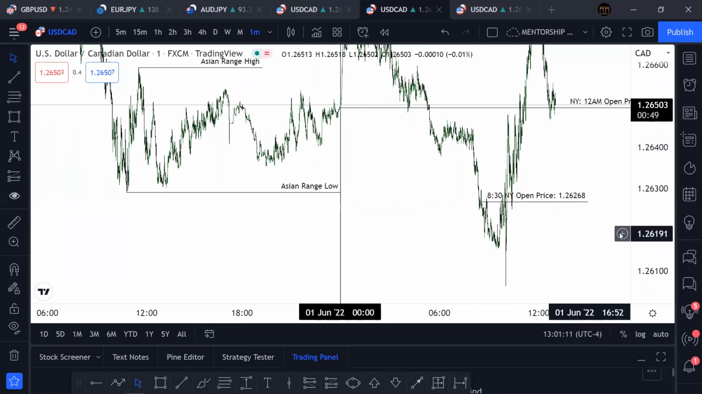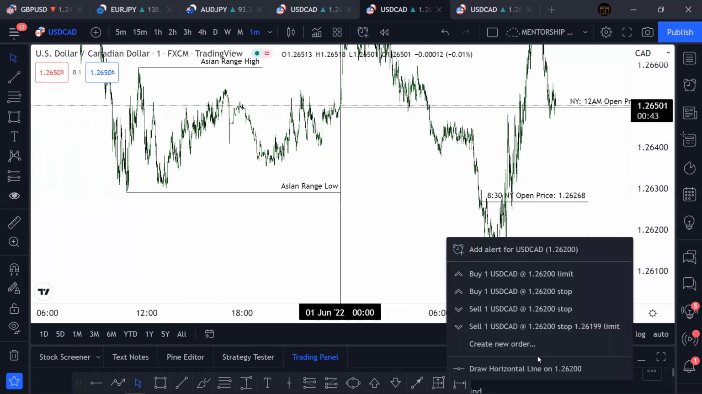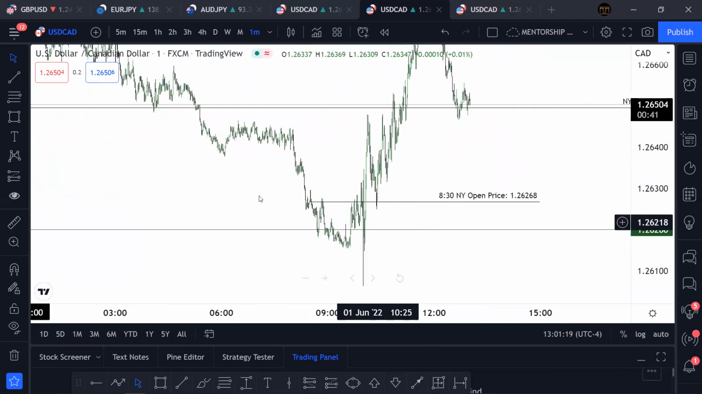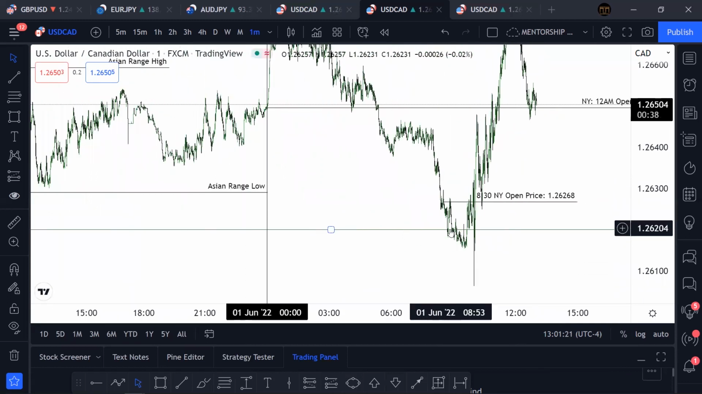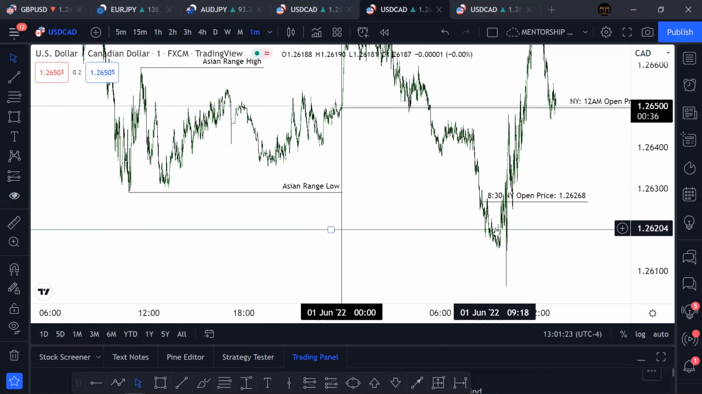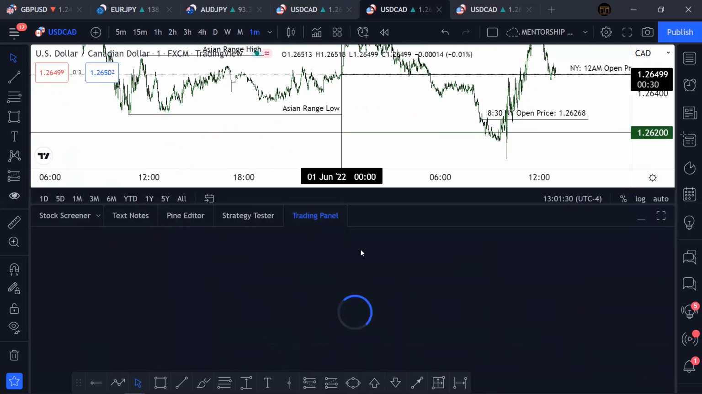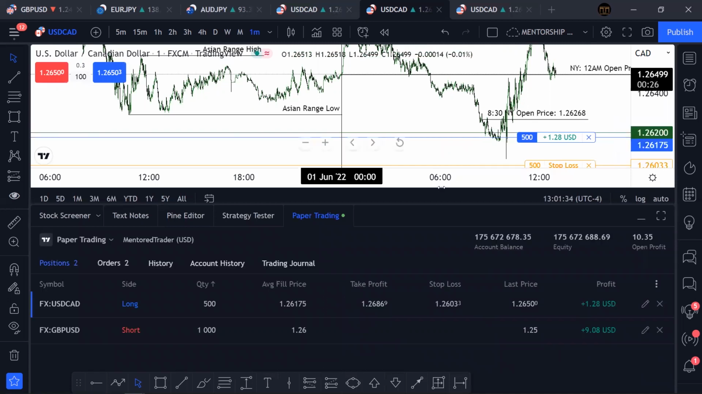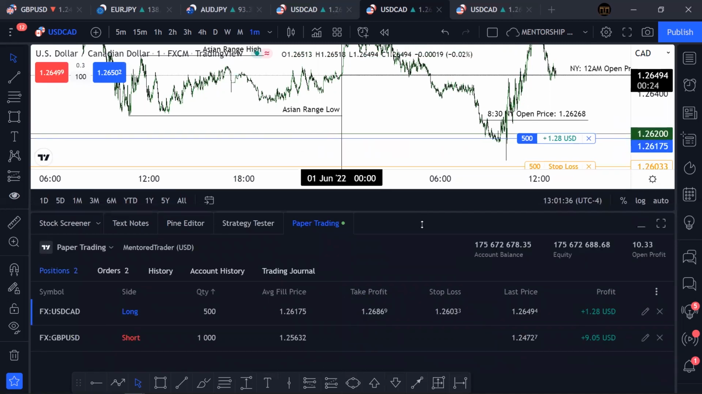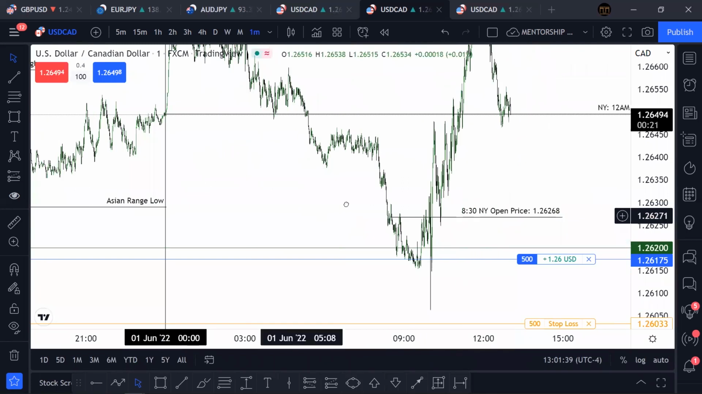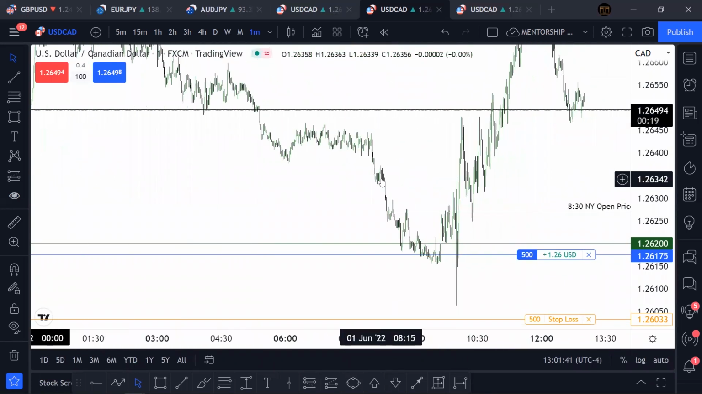So we have the 20 level right there. Okay, we have the 20 level. I mark that. And this is going to be my entry. This one here is going to be my entry. The 20 level. And I took this trade and I think it is still running. I think it is still running, yes. So I think you see, I did the same thing, okay?